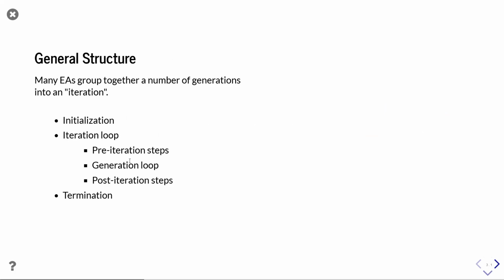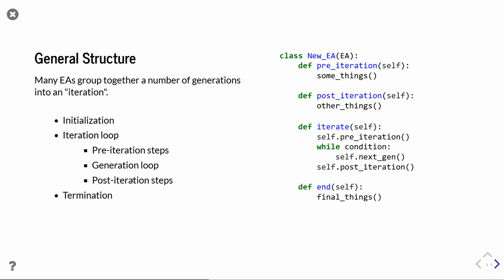And before this generation loop, at the beginning of each iteration, we might have some pre-iteration steps. And at the end of this set of generations, we might have some post-iteration steps. And this again is represented in the code with methods that have very obvious names. For example, we have this iterate method, and all it does is run some pre-iteration code, then run the next generation for a few generations, and then run the post-iteration code.